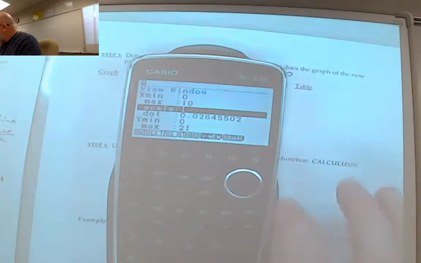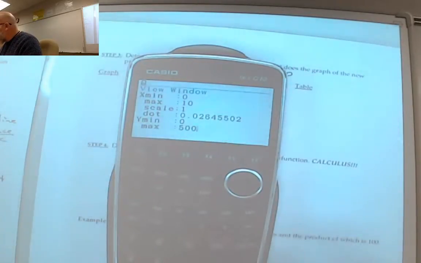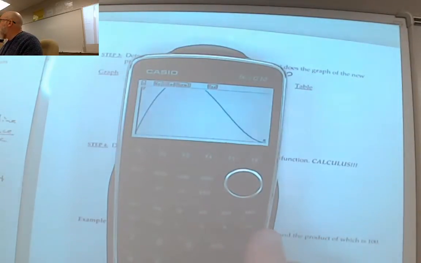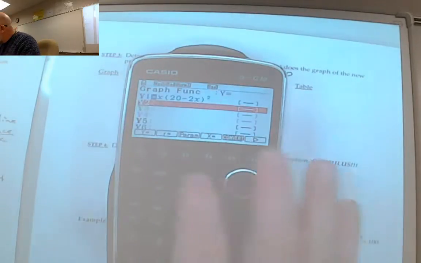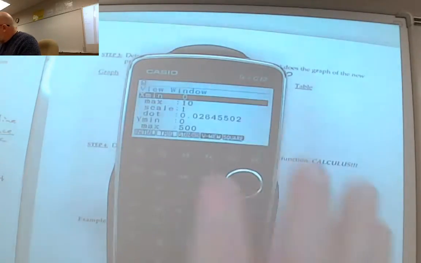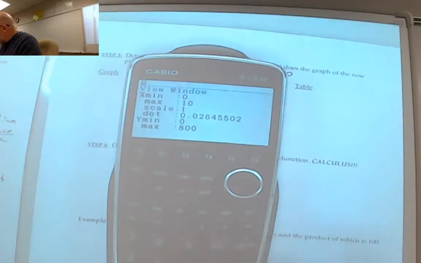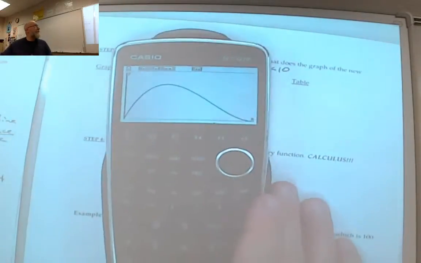Right? Now, I have no idea what my volume is, so I'm going to guess. I'm going to type in 500, and I'm going to draw. And I did not go up high enough, did I? You see that? So I'm going to back up here. Exit. Back to my window. And I'm going to put in, let's go 800. There I go. Looks nice, doesn't it?